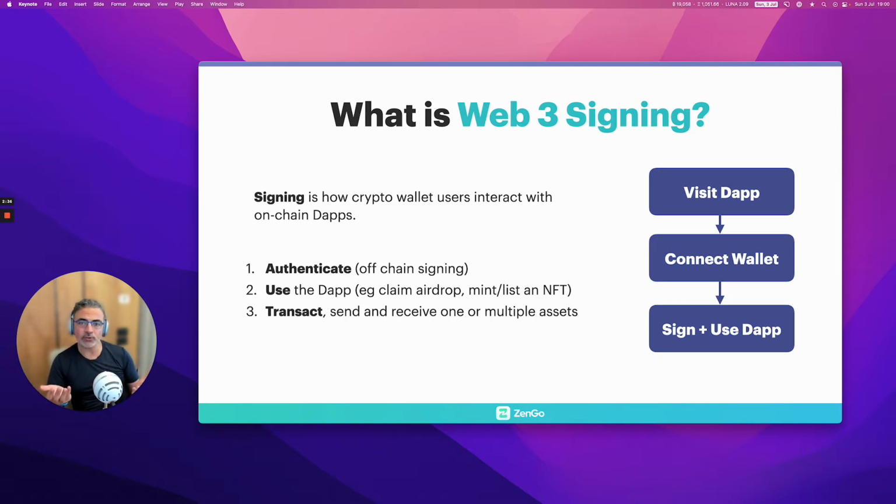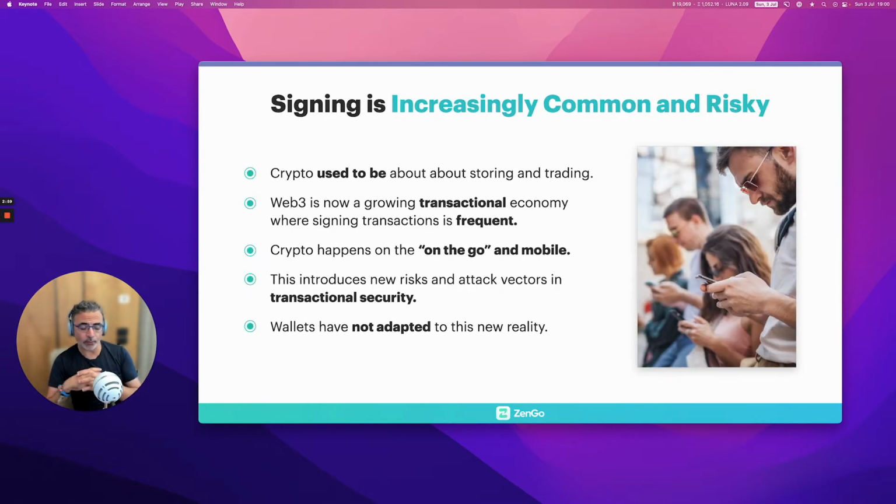You can use this application, right? For example, you can claim an airdrop, or you can mint or list an NFT. Or simply transact, send, and receive multiple assets, right? So you visit an app, you connect your wallet, and you sign and you use the Dapp. And those are the steps that you're always going to follow every time you want to interact with a Web3 app, whether this is an automated marketplace, or a decentralized exchange, or an NFT marketplace, or whatever app you're going to use on the blockchain.